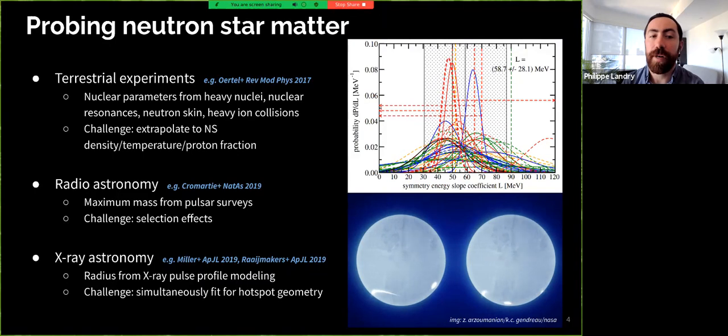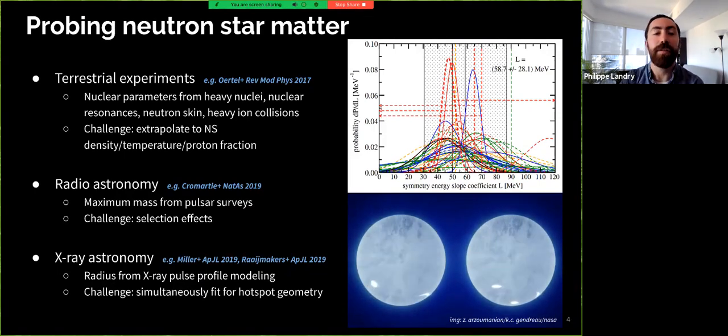Although I did say we can't reproduce neutron star matter conditions in the lab, we can get kind of close. So there are terrestrial experiments that can constrain the parameters of nuclear matter, so matter made up of neutrons and protons. These are things like studies of heavy nuclei, nuclear resonances, heavy ion collisions, that sort of thing. You can constrain the properties of nuclear matter and then extrapolate to the conditions that exist inside neutron stars. Usually this means extrapolating the higher density to zero temperature, and then also usually doing an extrapolation in proton fraction.